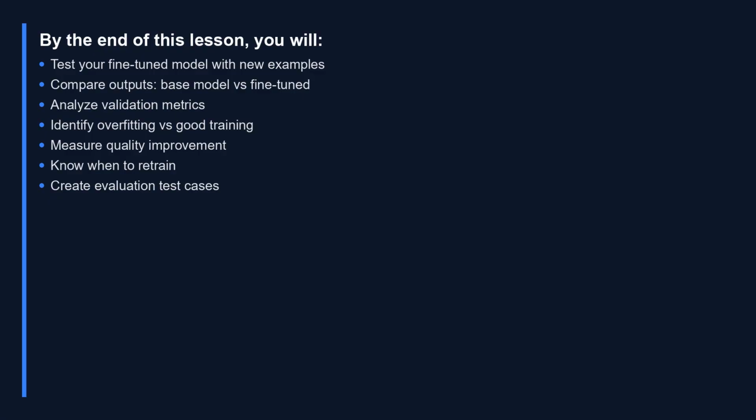Learning objectives. Here's what you'll walk away with. You'll know how to test your fine-tuned model against new, unseen examples, not just the data it trained on. You'll be able to run a side-by-side comparison between the base model and your fine-tuned version so the improvement is concrete and measurable. You'll read your validation metrics with confidence, spot the difference between healthy training and overfitting, and know when a model is ready to ship versus when it needs another round. And you'll build a reusable set of evaluation test cases you can run against any future model you train.